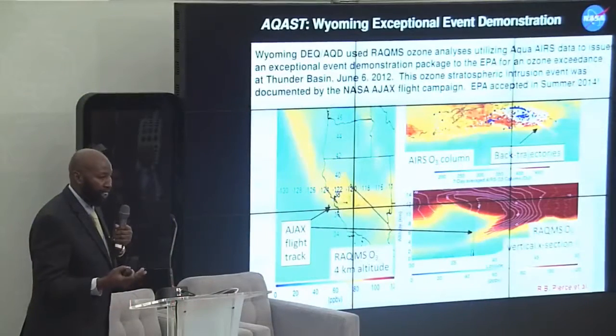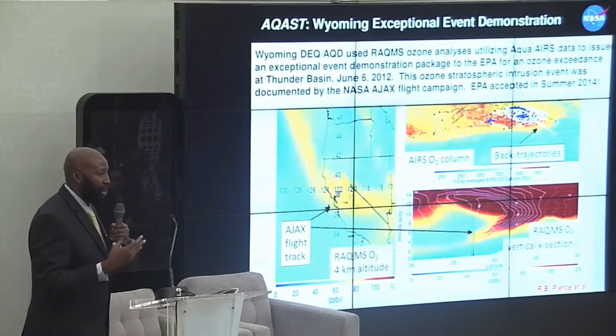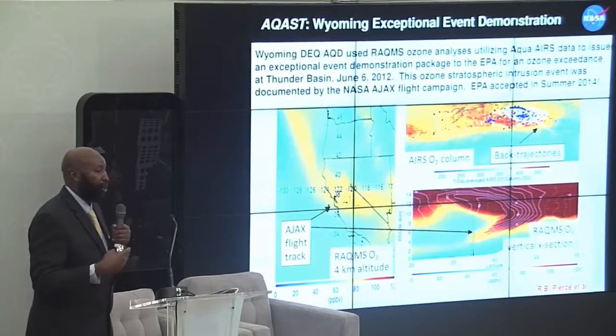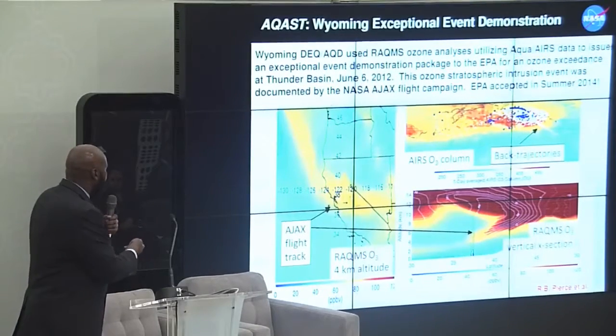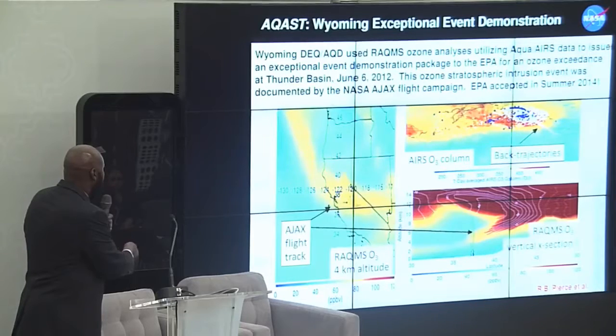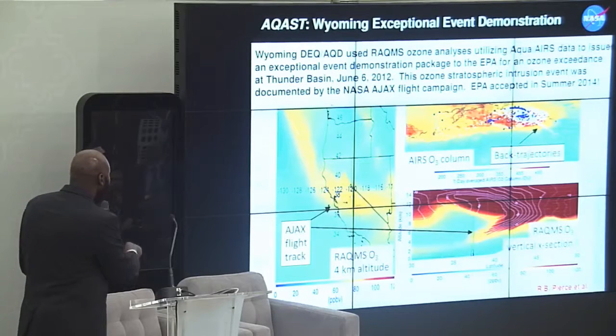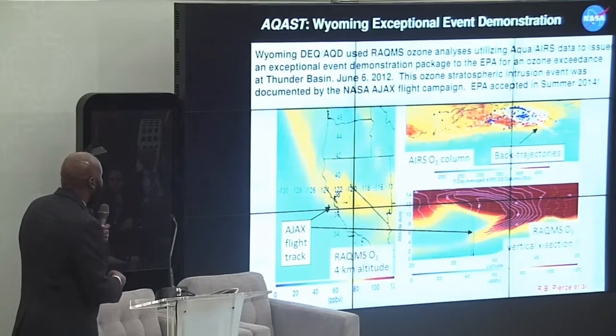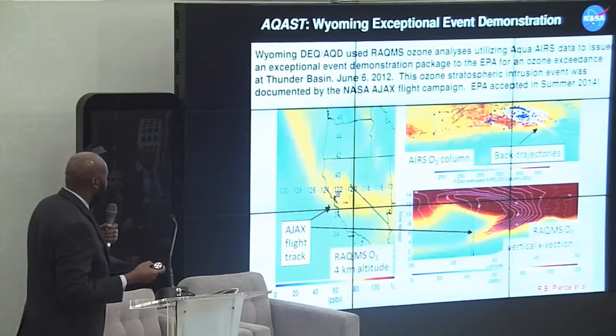there was no reason why ozone should be elevated. So it either had to come from outside or it had to come from somewhere else. And there was no way that the state of Wyoming could prove that this ozone came from somewhere else, so they would be in violation. Luckily, there was a NASA experiment in Southern California at that time called the Alpha Jet atmospheric experiment that did some measurements of ozone.